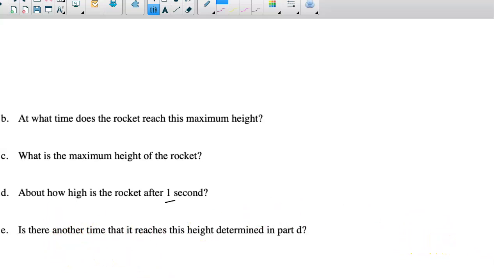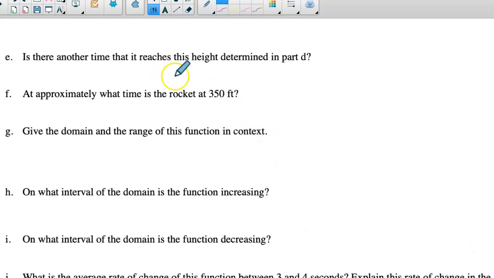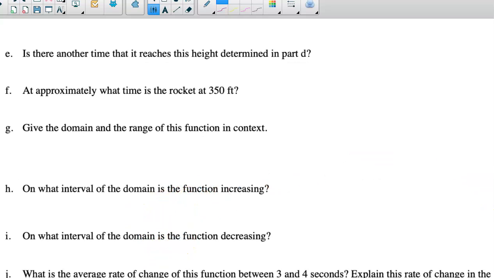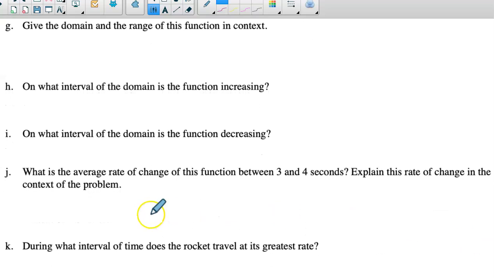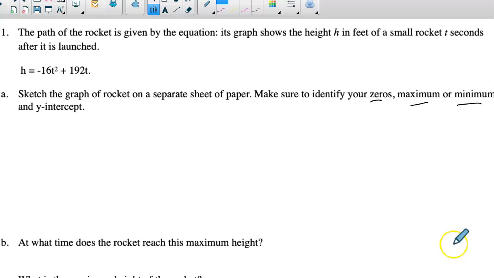They are there on the next page. Also you have some questions. Is there another time it reaches that height, and at what time will the height be 350 feet? Give the domain and range of the function with reference to this context, the increasing interval, the decreasing interval, and two more questions: what is the average rate of change from 3 to 4 seconds, and during what interval of time does the rocket travel at the greatest rate. So those are the things we have to answer.